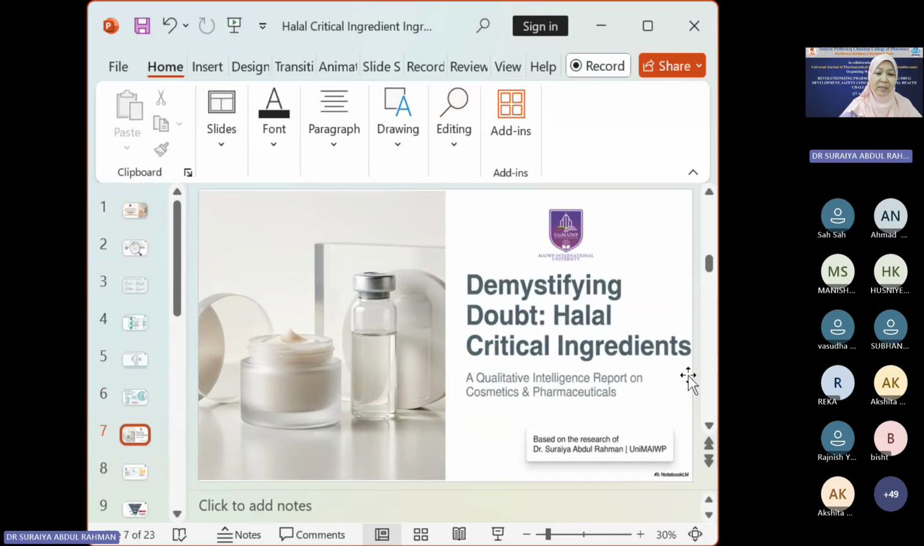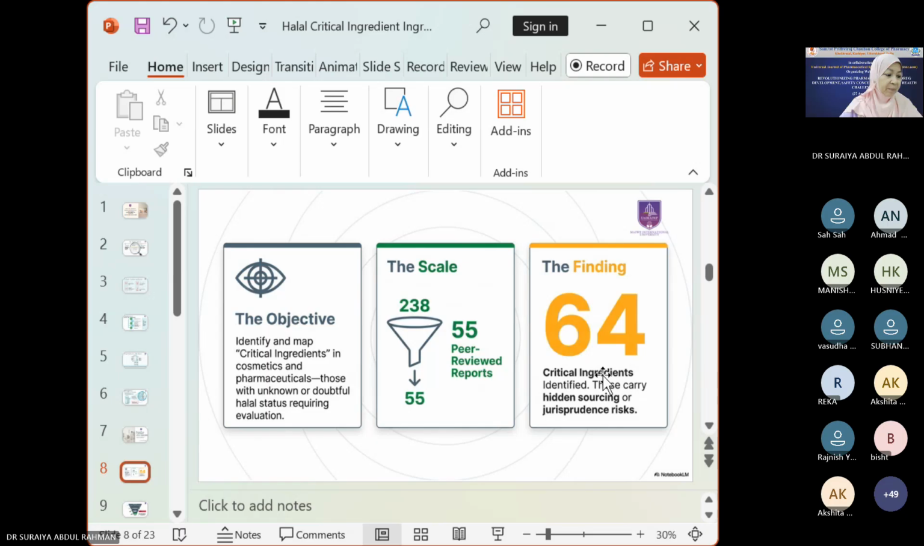So, finished with the background information. Now we zoom into the research that I would like to share today. It is about demystifying doubt, meaning we want to find out what the common halal critical ingredients used in cosmetic and pharmaceutical production are. So the objective of the research is to identify and map critical ingredients commonly used in cosmetics and pharmaceuticals.